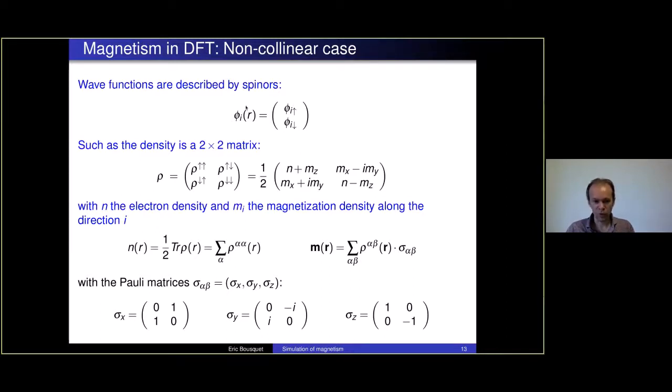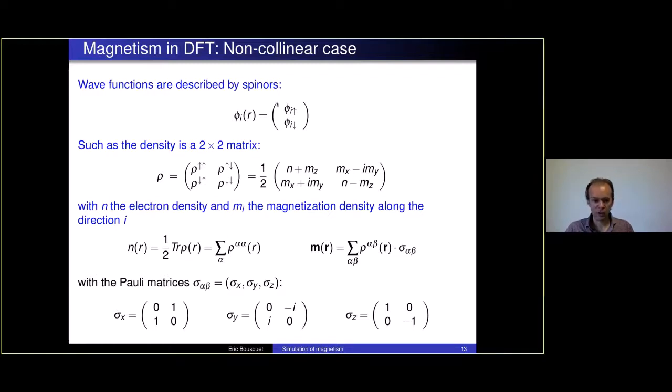Because if you multiply the wave function by itself, then you have up-up and down-down components, and up-down and down-up. Then, using the Pauli matrices, you can also develop that into the fact that this density matrix is actually equal to the electronic density that is non-magnetic, plus the magnetization along the z direction, or minus the magnetization along the z direction, along the diagonal. And then you have the magnetization along x plus or minus the imaginary part, the magnetization along y, in the off-diagonals.